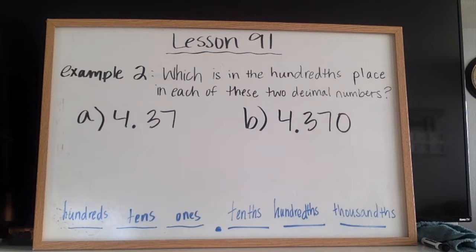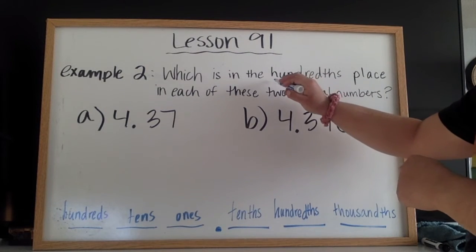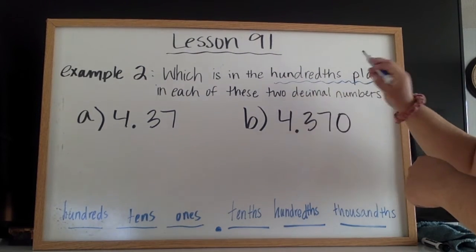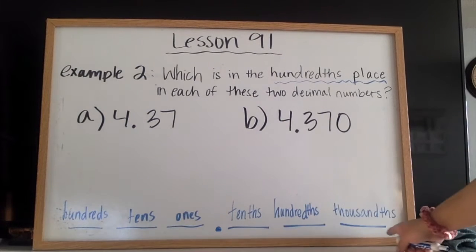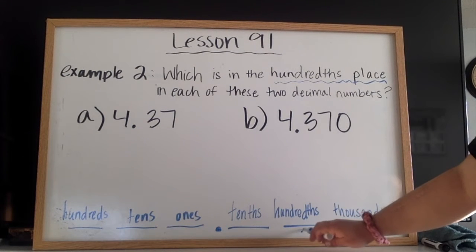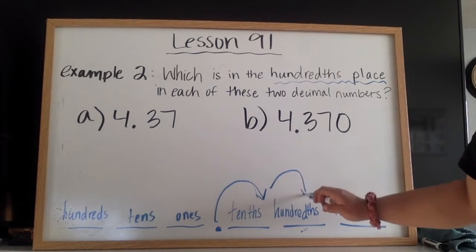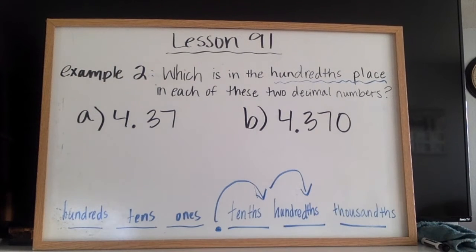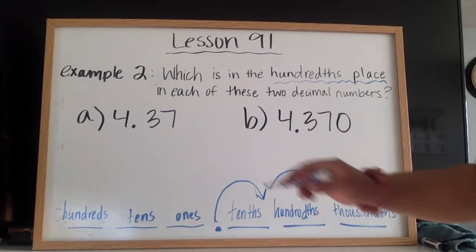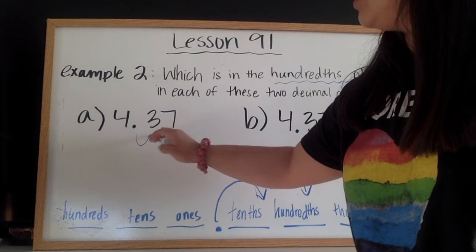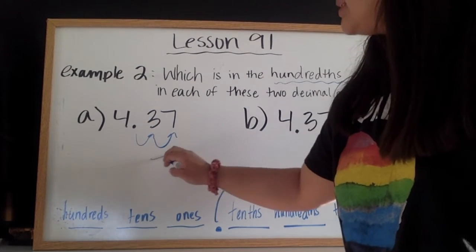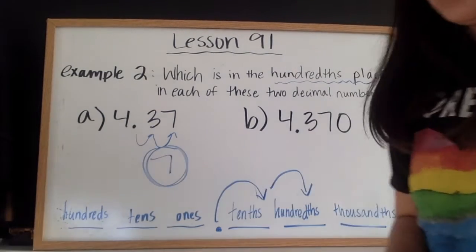Example 2. Which is in the hundredth place in each of these two decimal numbers? We're going to start with letter A. Letter A is 4.37. Now the question wants us to answer which one's in the hundredths place. So I'm going to use my chart down here. The hundredths place is right here. Okay, so that's 2 places to the right of the decimal. So I'm going to go 2 places to the right from this. 1, 2. So the 7 is letter A.